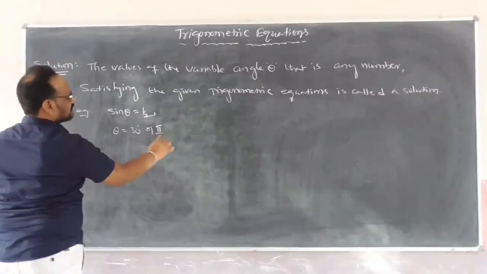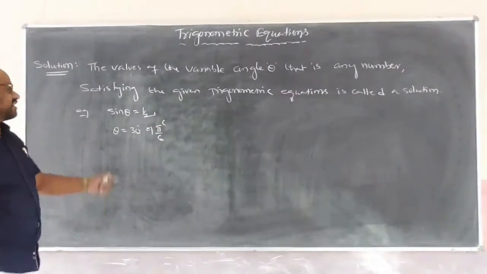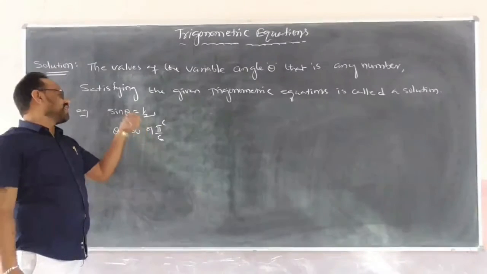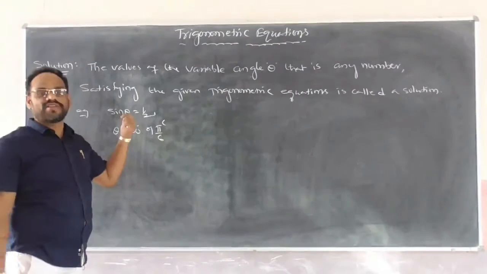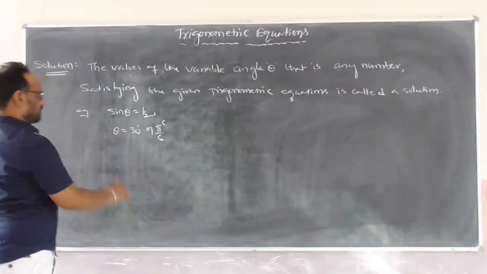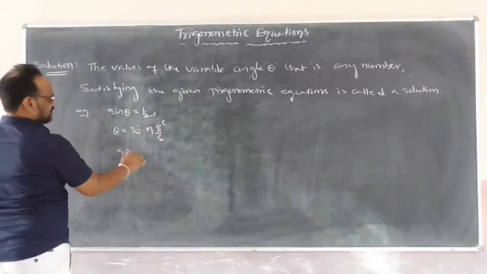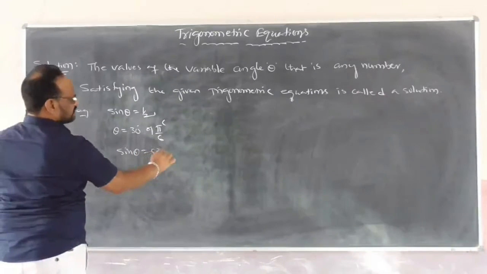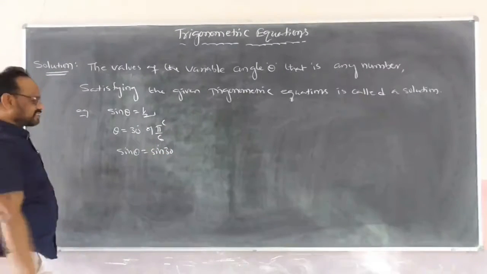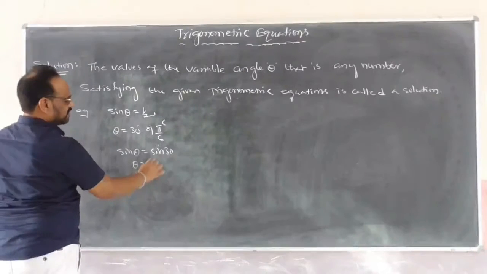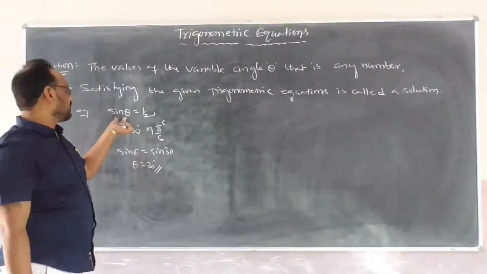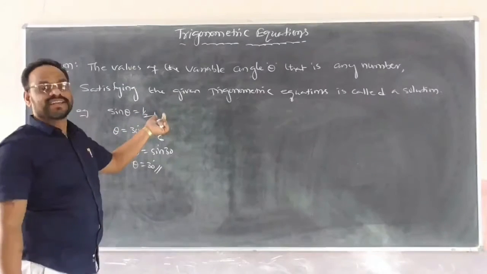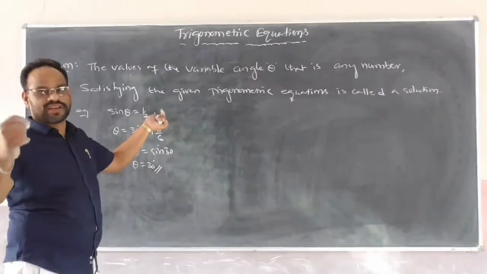or 5 by 6 radians, it satisfies the given trigonometric equation. Sin 30 is equal to 1 by 2. Sin 30 value, how much? Already we know that sin 30 is clearly 1 by 2. So sin theta is equal to 1 by 2 is calculated as sin 30, where theta is equal to 30 degrees.